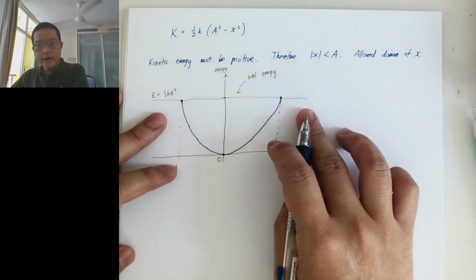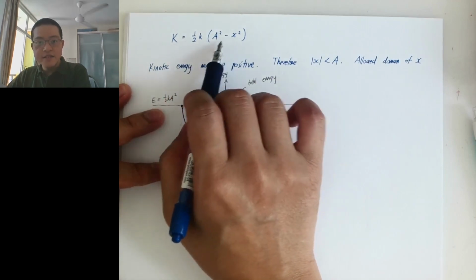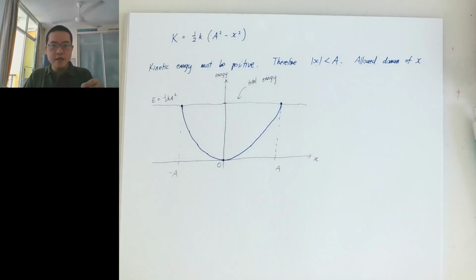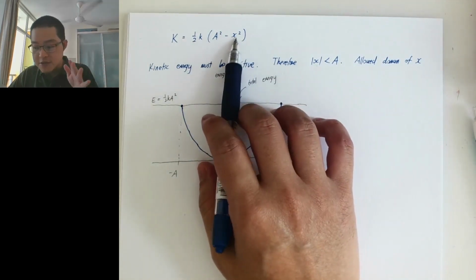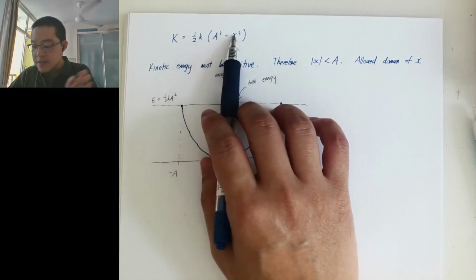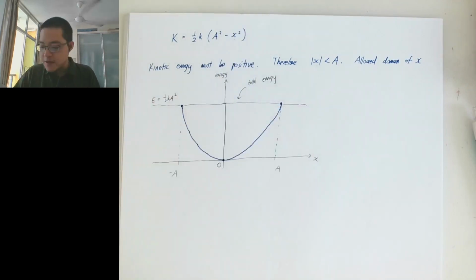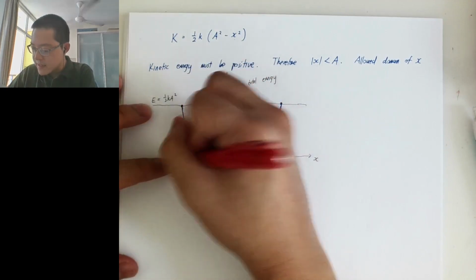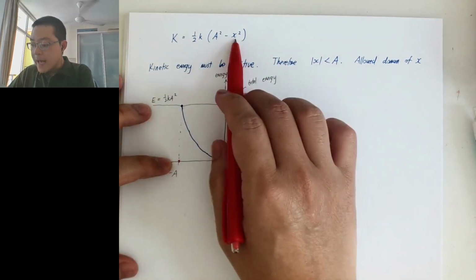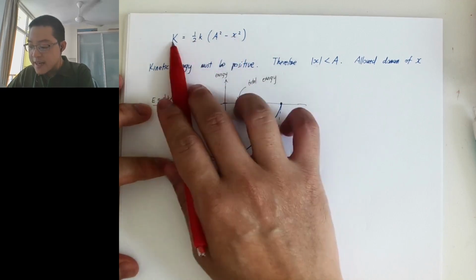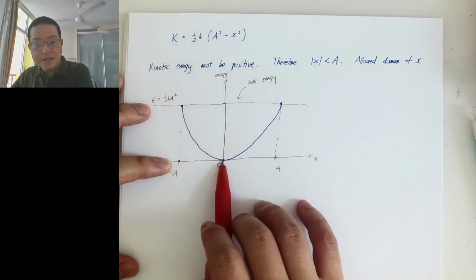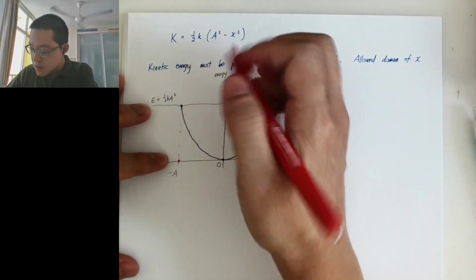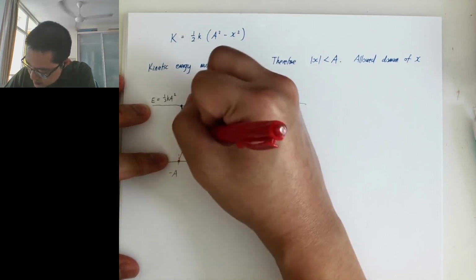And then the kinetic energy is negative x squared, so it's the upside down quadratic graph. When x equals A, the kinetic energy is 0, like what you were asking just now. When x is 0, the kinetic energy is half K A squared. Right? So this is also a quadratic graph, so I'm going to draw it like this.